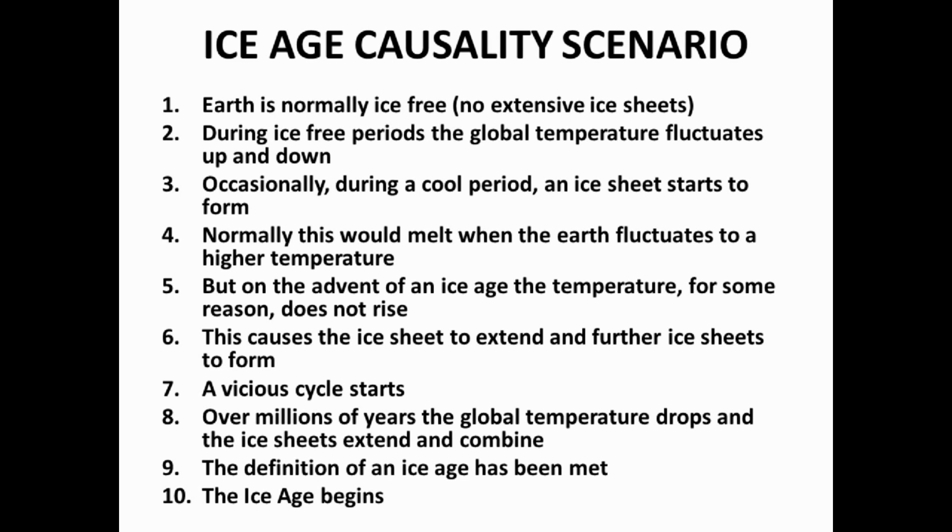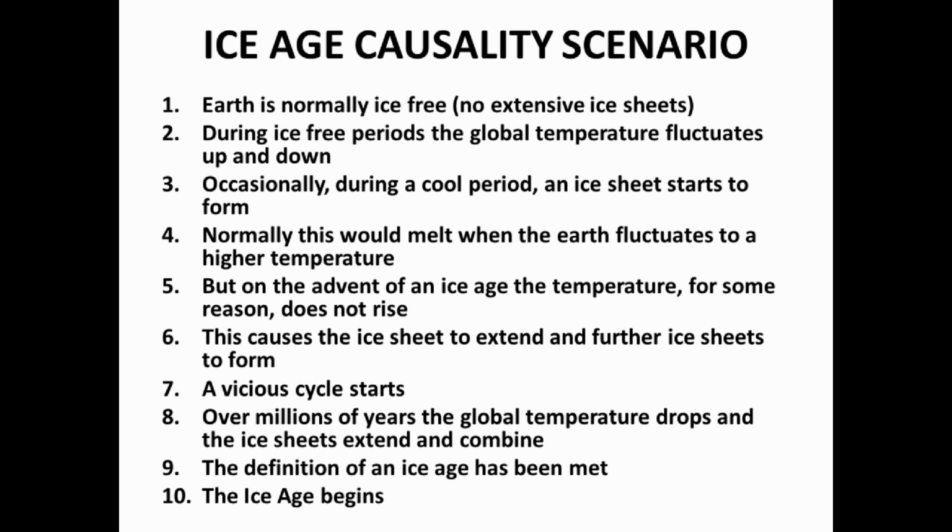The scenario would go something like this. Over the past 2.4 billion years, it has been normal by a 3-to-1 ratio for the Earth to be ice-free. During these ice-free periods, the Earth's temperature has not been static. It has fluctuated up and down. During one of the cooler periods, it sometimes happens that an ice sheet starts to form at any arbitrary point on the Earth's surface. This would probably happen on numerous occasions throughout the millions of years of an ice-free period.